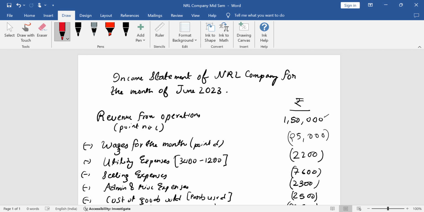Although 12,000 is yet to be paid, as it was pertaining to the month of June, we have to take the entire amount of 25,000. So 25,000 is to be deducted from 1,50,000.